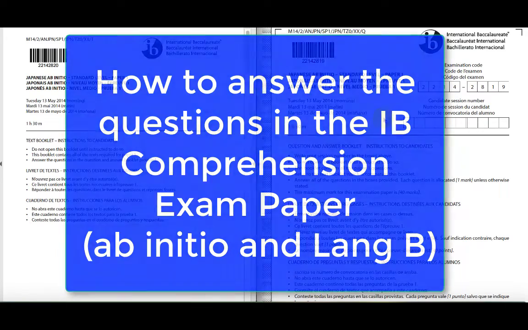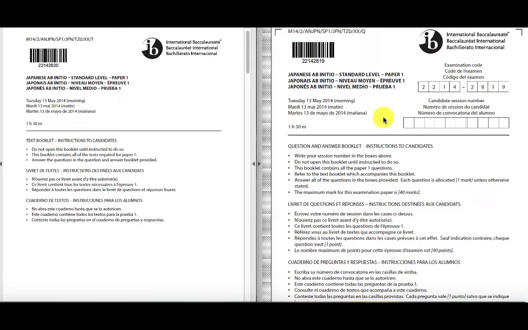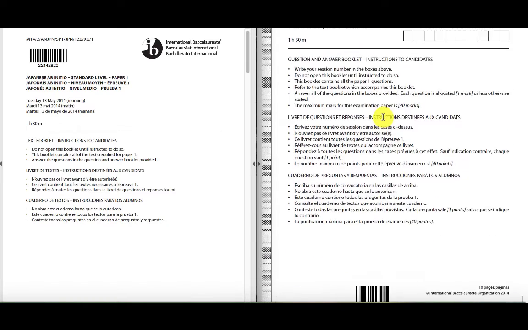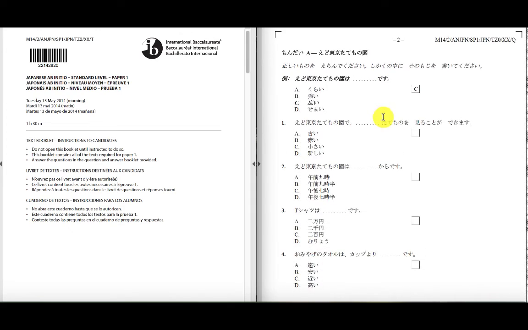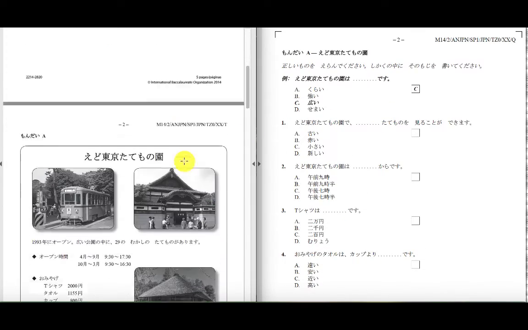In this video tutorial, I'm going to quickly take you through the question types which you will find in the Japanese ab initio and also Language B standard level papers. You're going to need to work with your text paper and your question paper side by side, 1 hour 30 minutes, and then if you just move down you can see the questions begin on this side and on the other side you have your text.